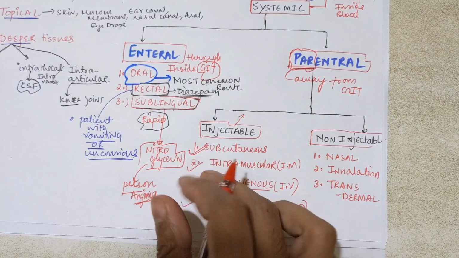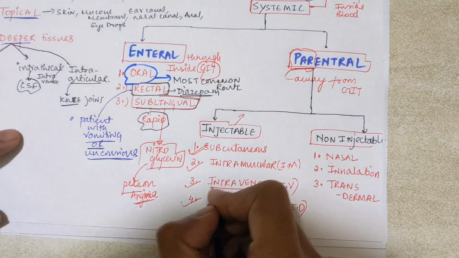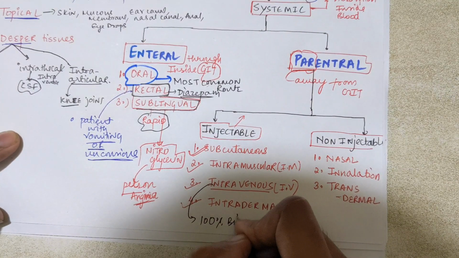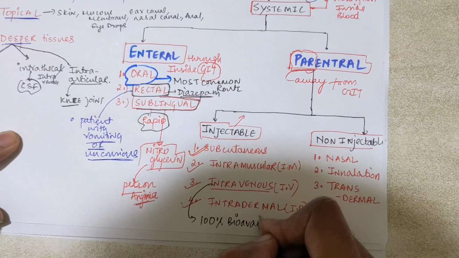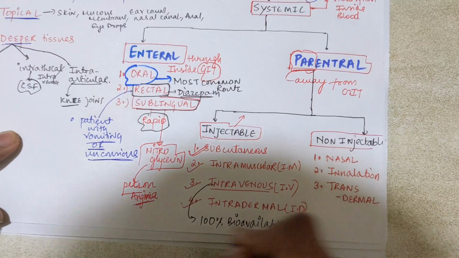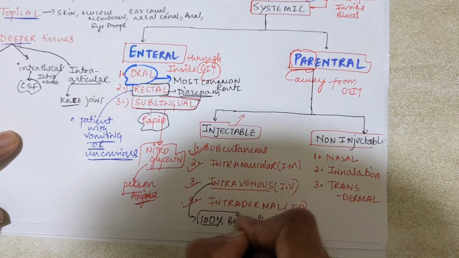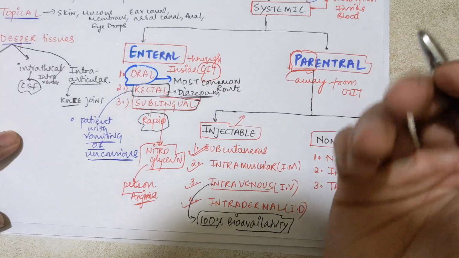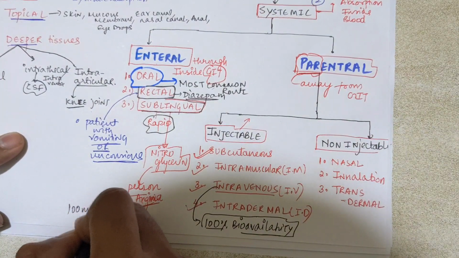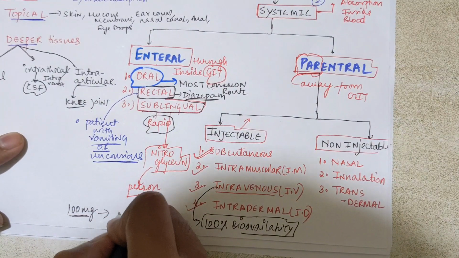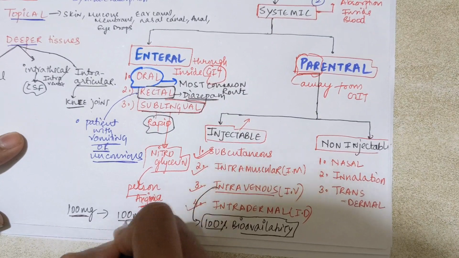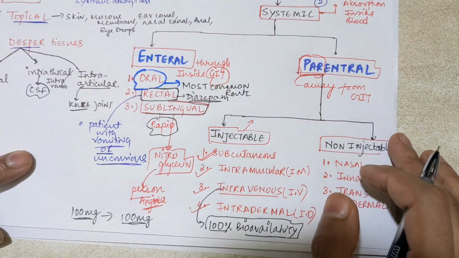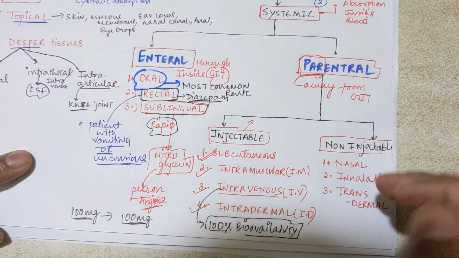Out of these four, the intravenous route has 100% bioavailability. The meaning is that if you give 100 mg of drug through IV, then 100 mg of drug will be absorbed in the bloodstream. So there is no first pass metabolism. We will discuss in later videos what first pass metabolism is, in the topic of absorption.